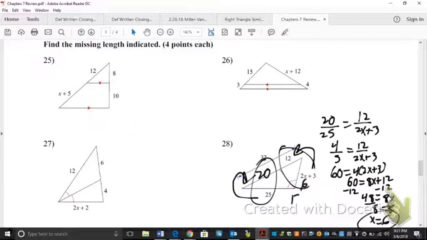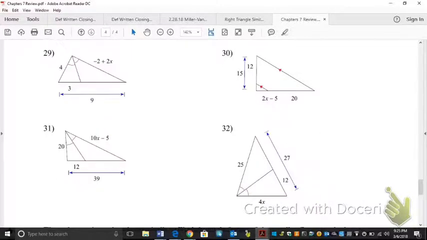Plug it back in. 2 times 6 is 12, plus 3 is 15. Don't forget to plug it back in. If this is a question worth 4 points and you only put x down, you will get no more than 3 points, possibly only 2, because you only did half the problem.